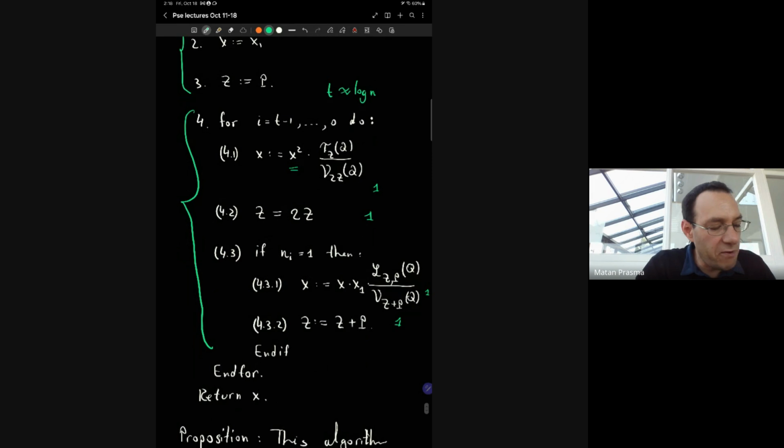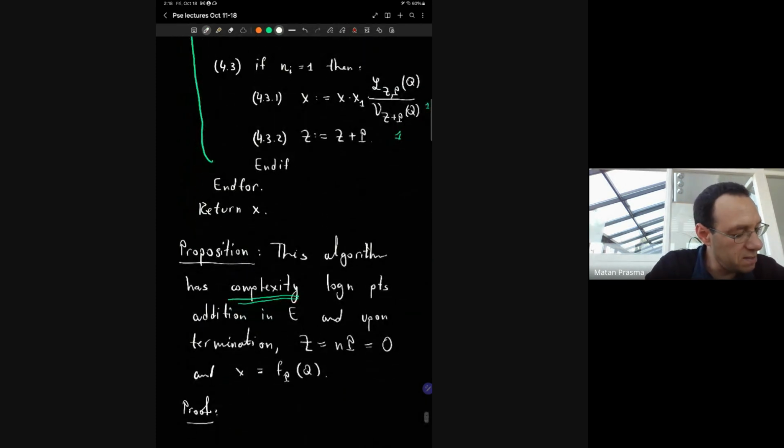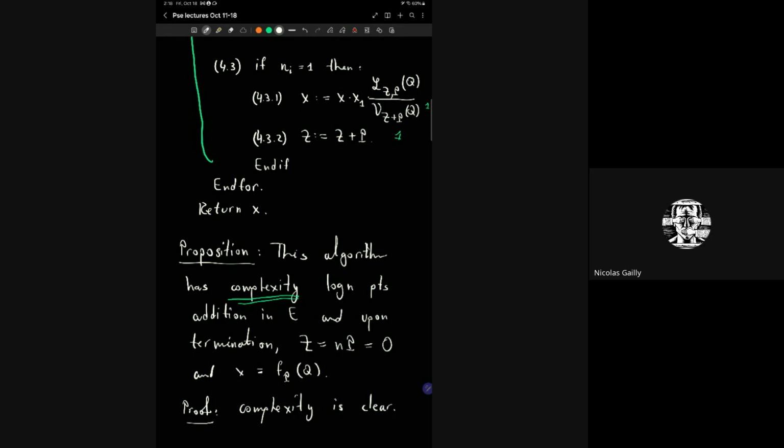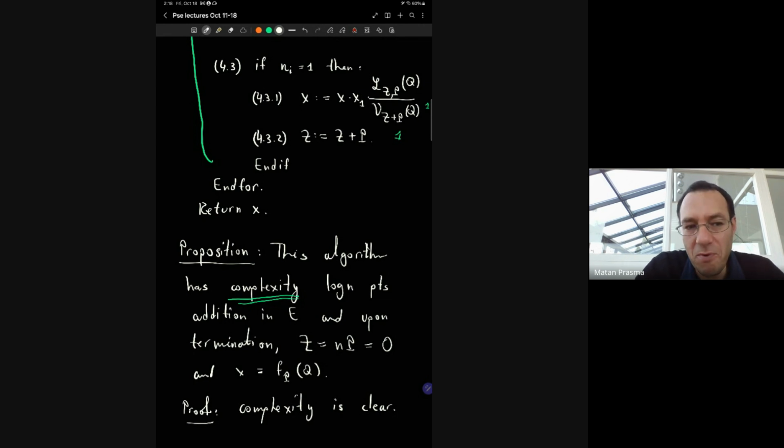And so this is really four times log n point additions at worst case. So the complexity is very clear. Is this okay? It's okay for the complexity. I'm not sure I understand why it is done like this. It's basically a double and add algorithm in some sort, but why is it complete? No, I didn't prove completeness yet, but I'm saying complexity. Okay? Yep.